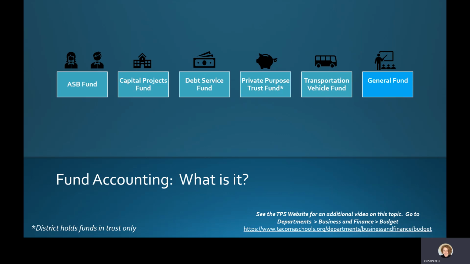Moving over to Private Purpose Trust Fund, that is truly just, it is a trust fund.